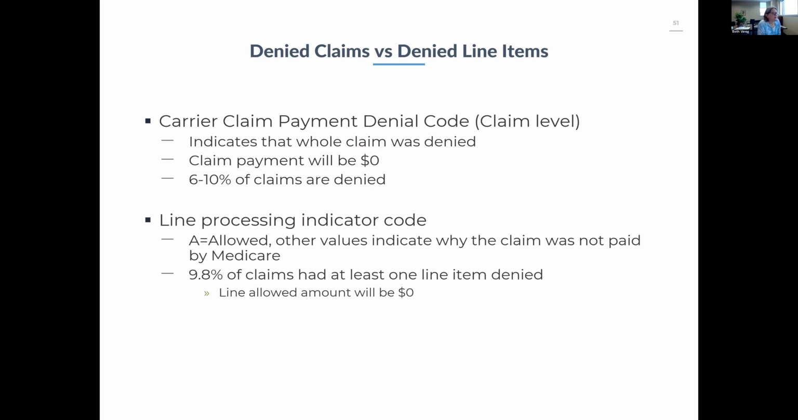There's also a line processing code, and that is to say, as we saw with the outpatient, line by line, we could deny things. An A means it's allowed, which means we're paying it. Anything else is a denial code. Interestingly, almost 10% of claims have at least one line item denied. Most commonly, it's when things are bundled together in terms of payment, and then they're split apart in terms of billing. If they're denied, the allowed amount will be 0.